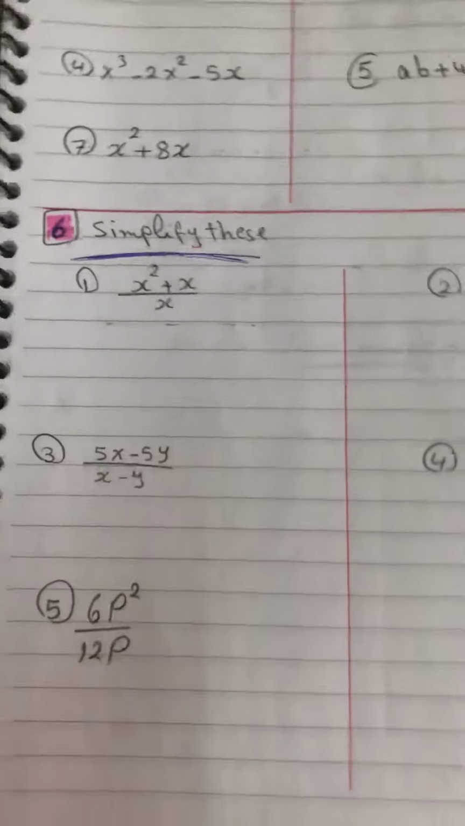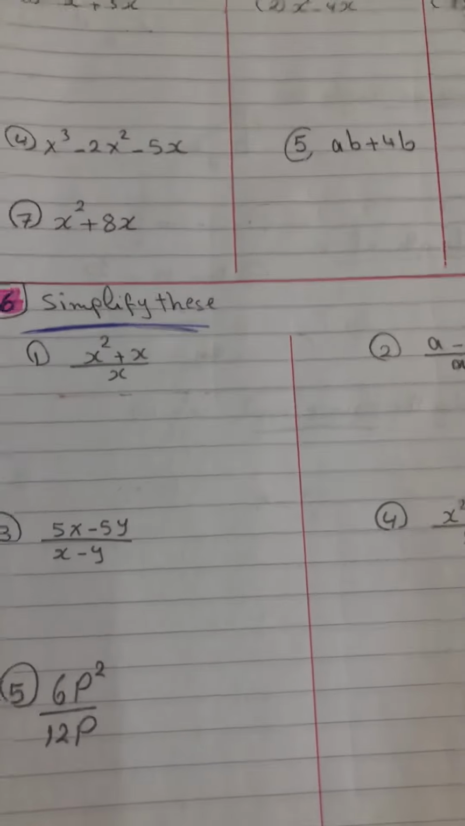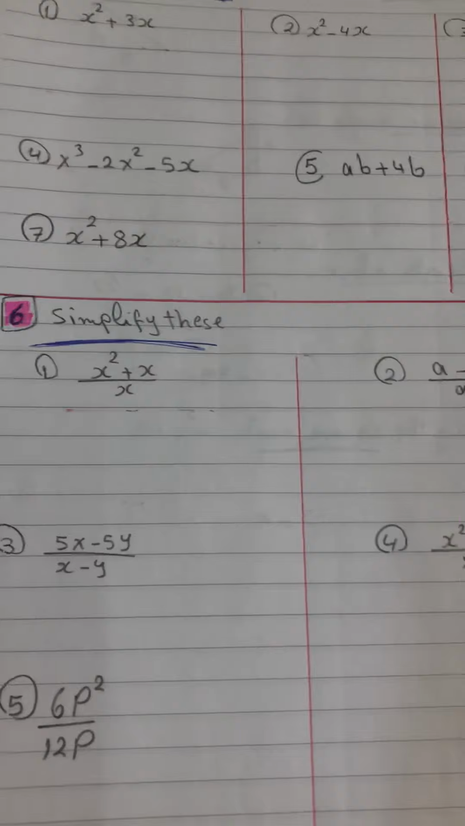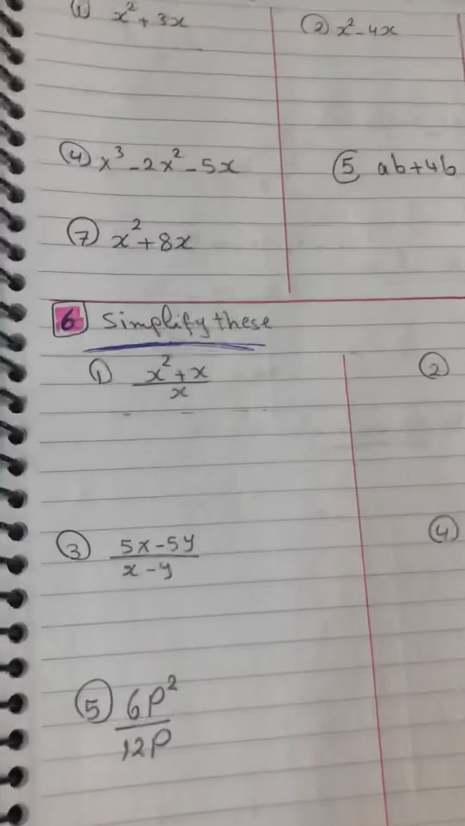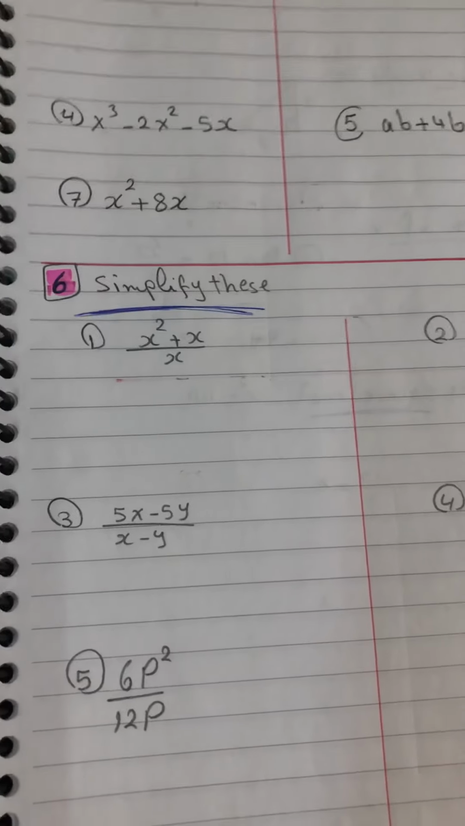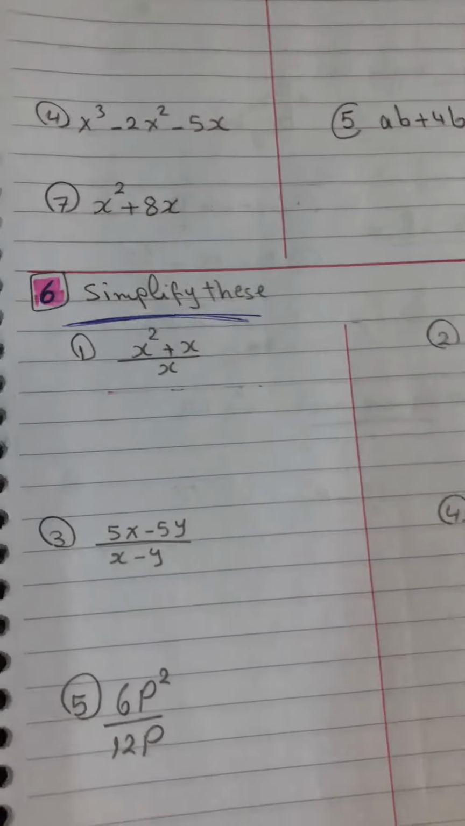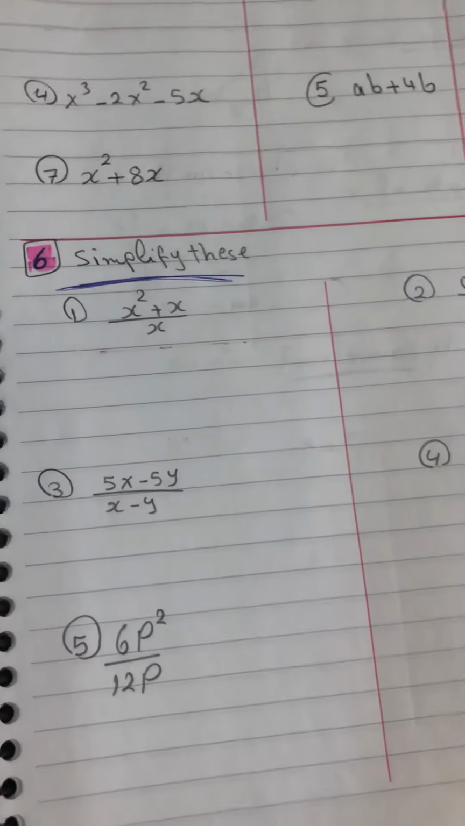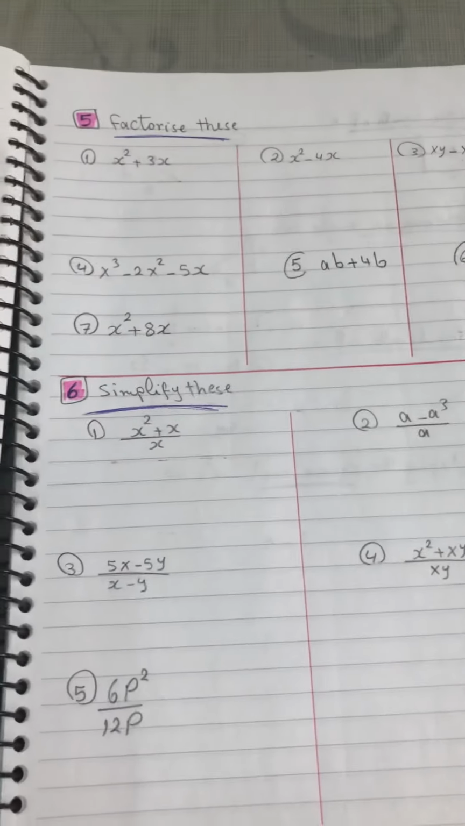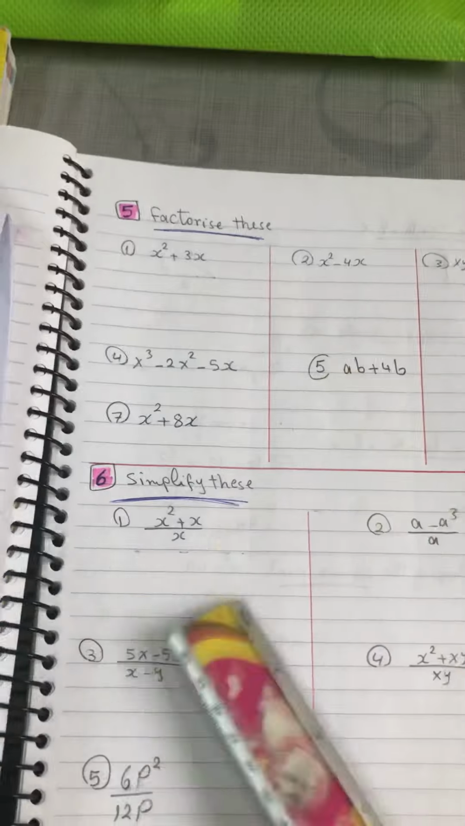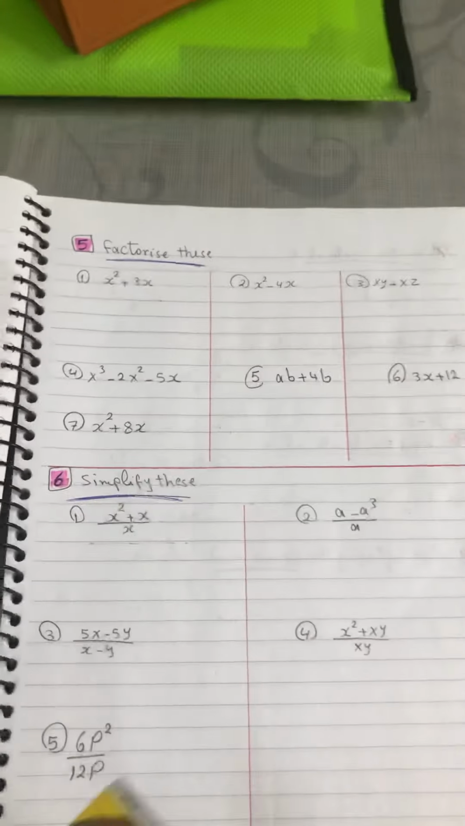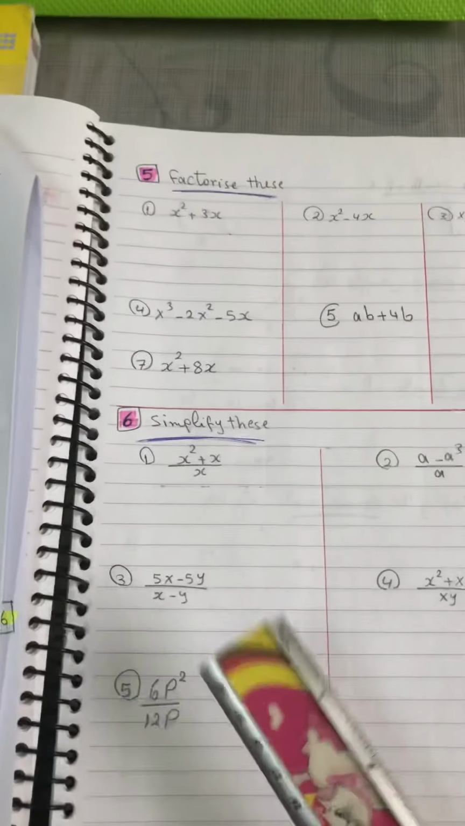In question number 6, the title is simplify. Simplify these. To simplify fraction, you have to factorize both numerator and the denominator first and then simplify. Okay? Again, your portion is to study this sheet. So this sheet is very important. Study it well.